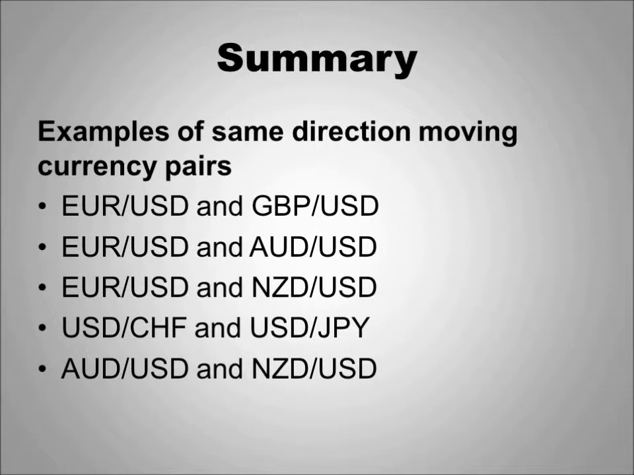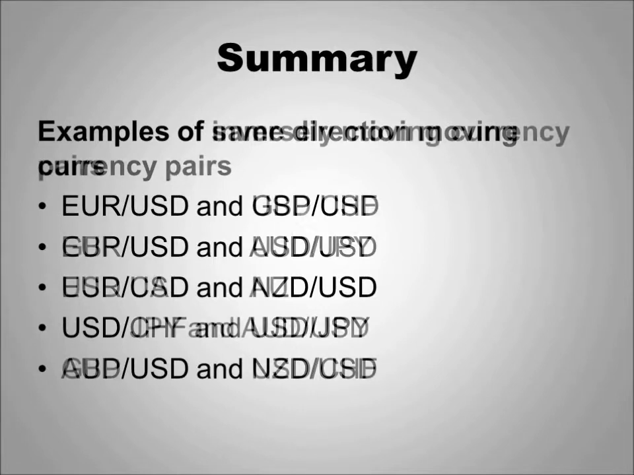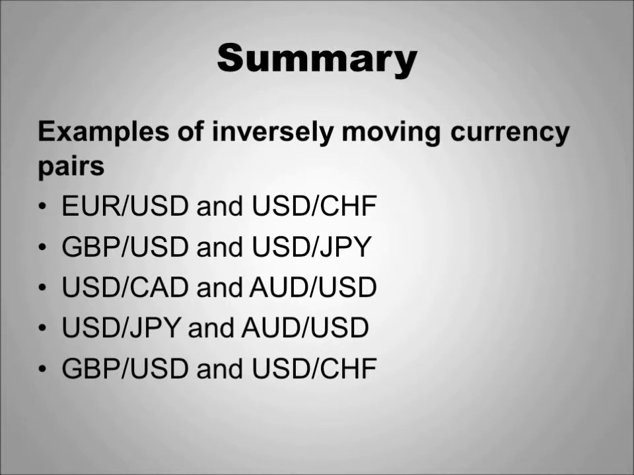Okay, so here are some examples of two currency pairs that traditionally move with each other. So we have the euro dollar pair and the pound dollar pair. Euro dollar pair and Australian dollar US dollar pair. Euro dollar pair and New Zealand dollar US dollar pair. Also the dollar franc pair and the US dollar Japanese yen pair. And then we have the Australian US dollar pair and the New Zealand dollar US dollar pair. So historically, these are the pairs that move in the same direction. And historically, these are the pairs that have a tendency to move in the opposite directions.